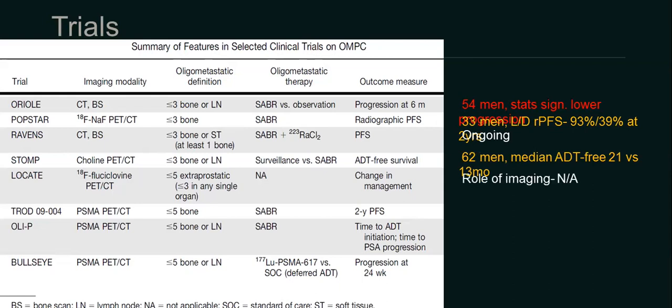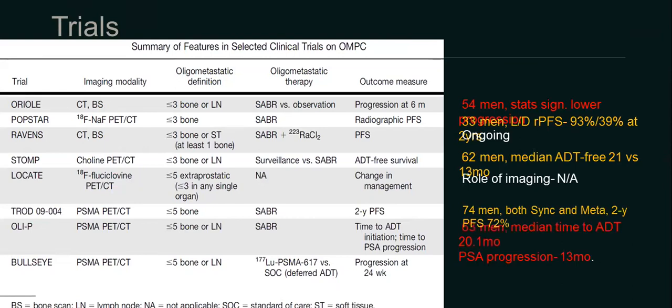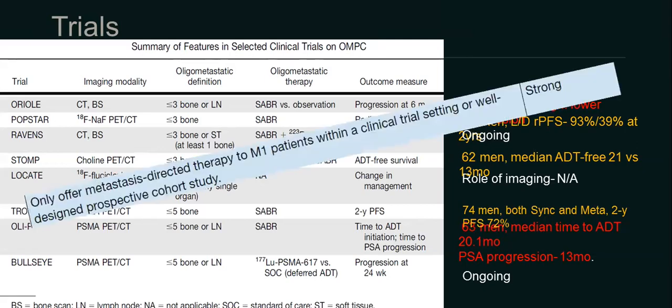LOCATE, this was not a study. It's actually looking at the role of imaging. The TRORD trial had 74 men, both synchronous and metachronous, so de novo and oligorecurrent. And the 2-year progression-free survival was up to 72% when we treated them with radiotherapy. 63 men, median time to ADT was 20.1 months in the OLI-P trial, and the PSA progression was up to 13 months. And then the more interesting one is where we're using lutetium PSMA, and this is the Bullseye trial, which is still ongoing and we're still waiting for the results. The baseline is to only offer metastasis-directed therapy to M1 patients in a clinical trial setting or well-designed prospective cohort studies.